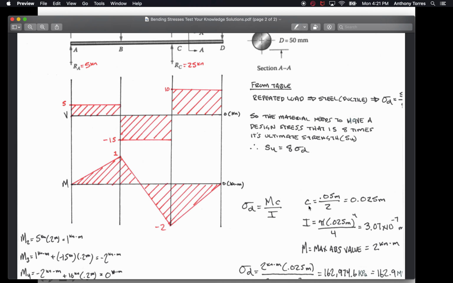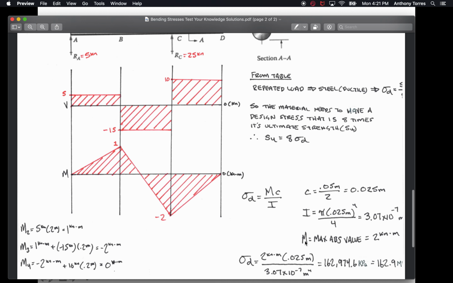Okay, if we use the radius, it's pi r to the 4th over 4. I plug the radius in: 0.025 to the 4th divided by 4 is 3.07 times 10 to the negative 7. The units got cut off, it's meters to the 4th.